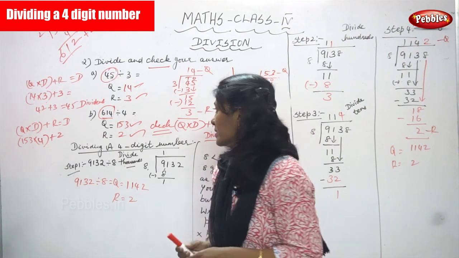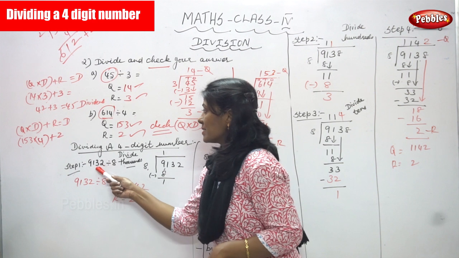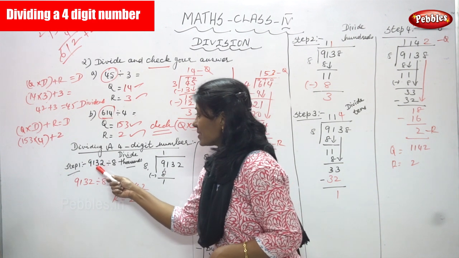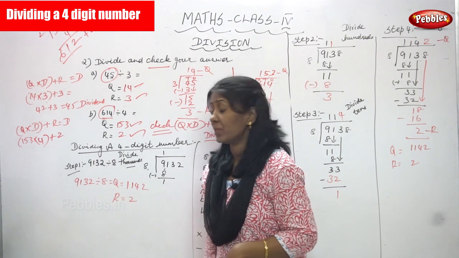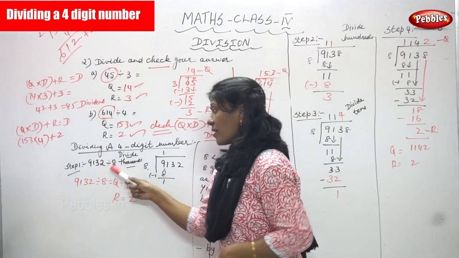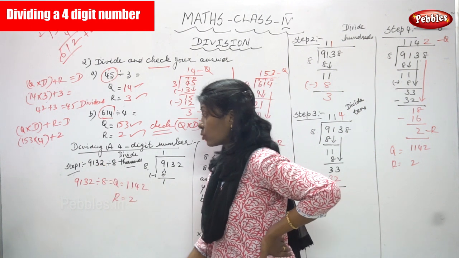Now we are going to see dividing a four-digit number. Because ones, tens, hundreds, and what? Ones, tens, hundreds, and thousands. So 1, 2, 3, 4. So a four-digit number. So that is 9,132. This is called ones, tens, hundreds, and thousands.